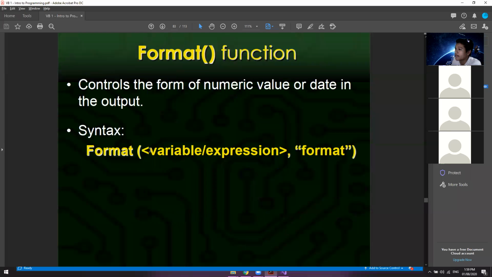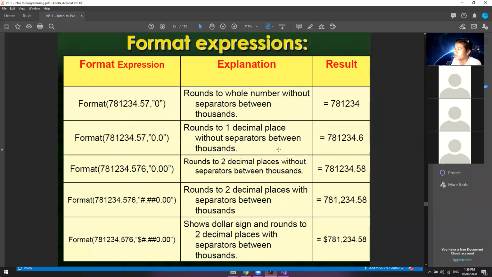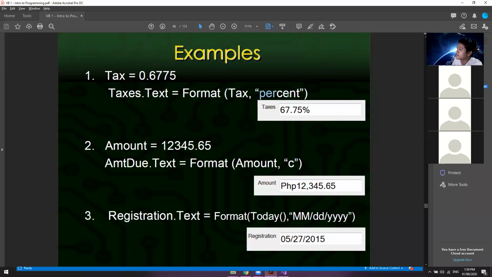Okay, so ito yung parang syntax natin. Followed by the variable and then yung format na gagamitin nyo. Okay, so dito ang ginamit niya is percent. Okay, so kung papansinin nyo, meron tayong variable tax wherein ang laman nito is 0.6775. So na-multiply na to by 100. Okay, so that's how this percentage or format percent performs. Okay, so ang ginagawa niya, minumultiply niya by 100 and then nilalagyan niya ng percentage at the end.